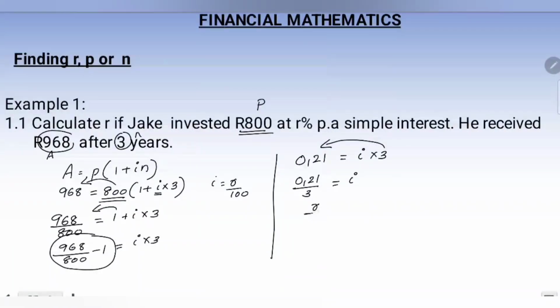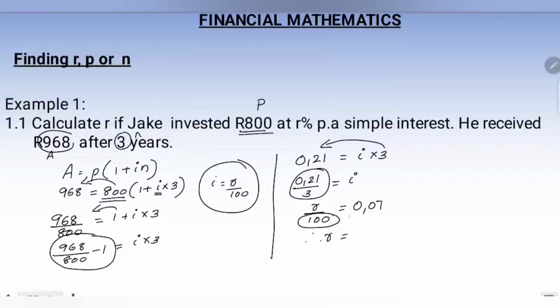I is the same as R over 100, because here what they are asking is R, not I. So just change it. I, we know, is R over 100. So R over 100 is equal to this one. When you do it, you can use the calculator. It will give you 0,07. Therefore, R is equal to, send 100. 100 is dividing on the left hand side, on the other side it is going to multiply. That is 0,07 times 100, or multiply both sides by 100. So the final answer is 7%. We got it. Okay, let's go to the next question.